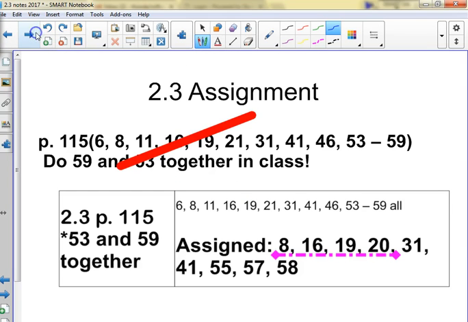Now, if you did the synthetic and long division questions Friday that I suggested, those were those 4. So you might only have 5 more questions to do tonight. Otherwise, you have these 9 assigned. Any questions? All right.